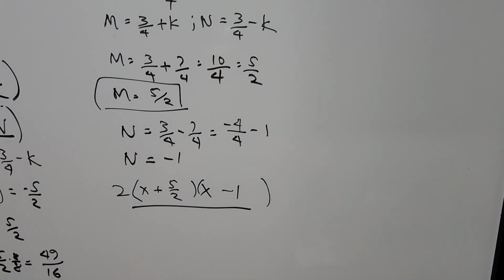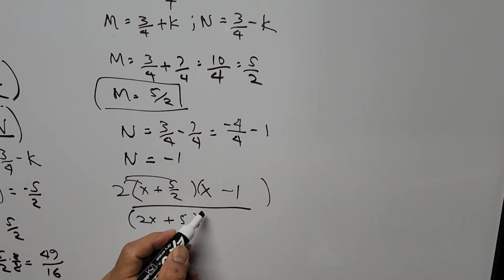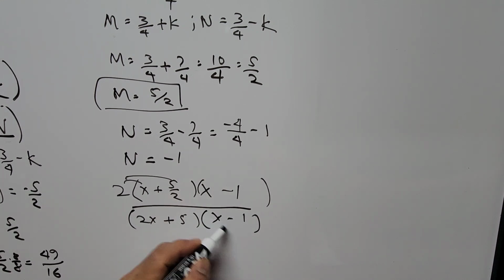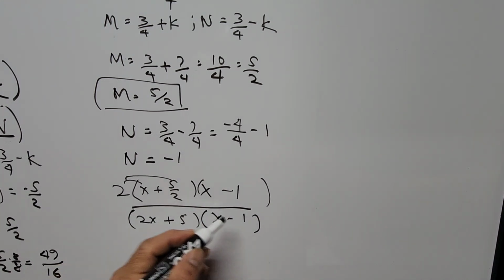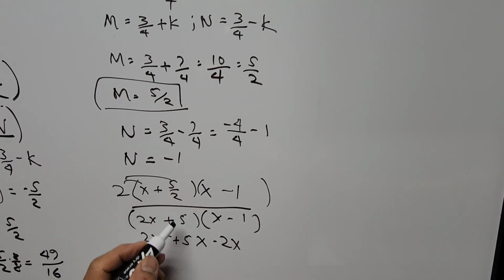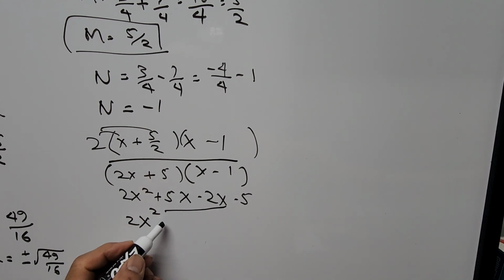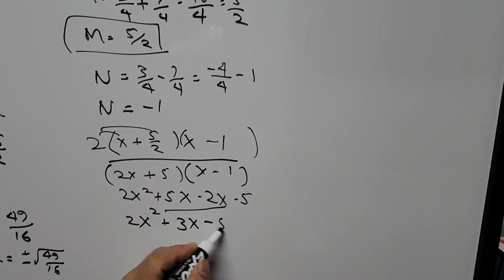To verify our answer, we just multiply the whole thing, right? We distribute the 2 there. So we have 2x plus 5 times x minus 1. By doing FOIL, multiply these two. We have 2x squared plus 5x. And 2x times negative 1 is minus 2x. Negative 1 times positive 5 is negative 5. So we have 2x squared, 5x minus 2x is plus 3x, minus 5.